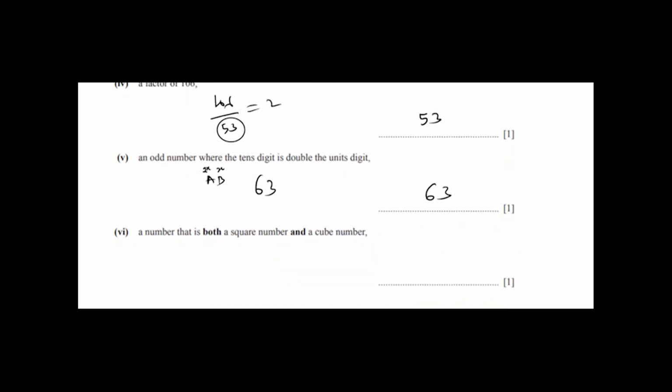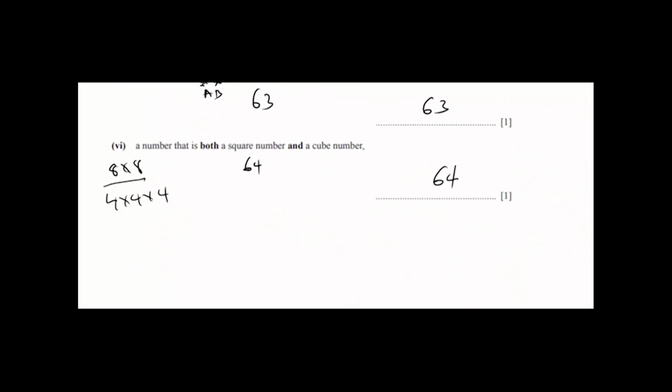A number that is both a square number and a cube number. In this case, it's going to be 64, because 8 by 8 makes it a square number, and 4 by 4 by 4 makes it a cube number. So it is 64. Okay, so this will be the end of this video.